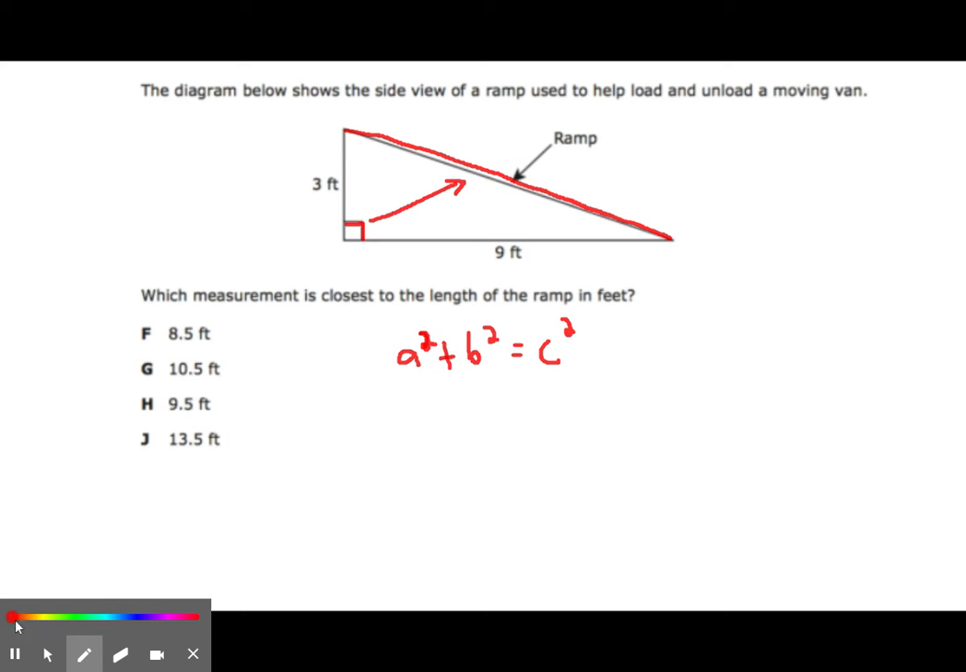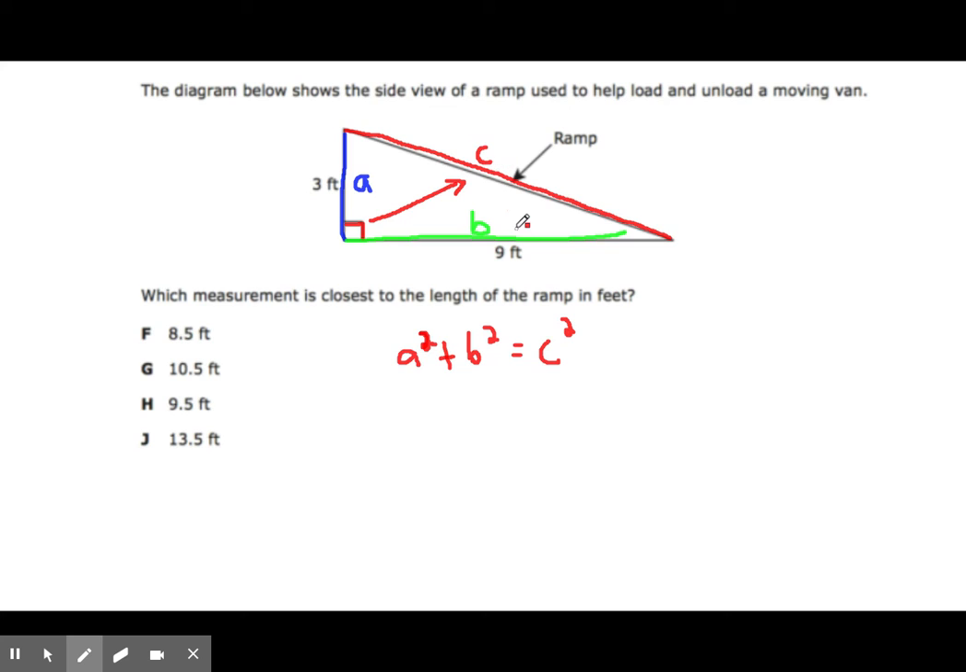So I have a leg here. We'll call this leg A. I have a leg here. We'll call this leg B. And then I have my hypotenuse, which is the side opposite my right angle. And again, to find your hypotenuse, always locate your right angle and just draw an arrow pointing away from your right angle. It will always point directly towards your hypotenuse. So I've got A, B, and C.